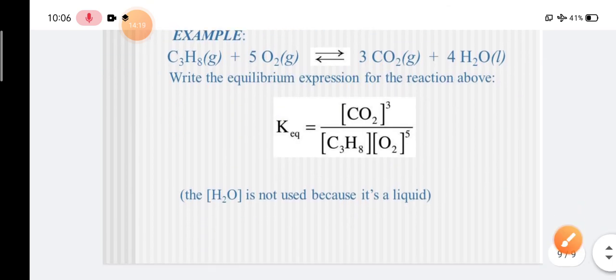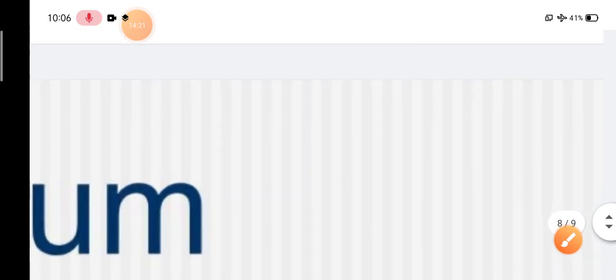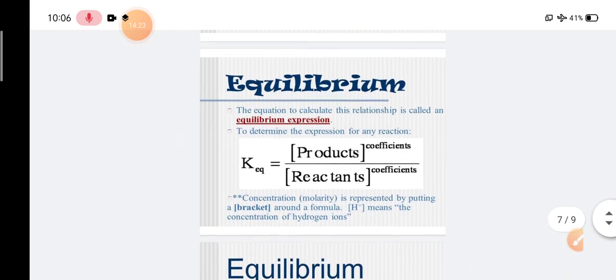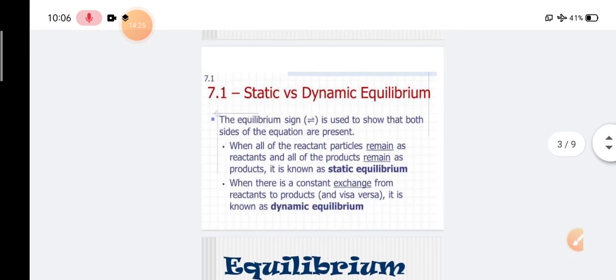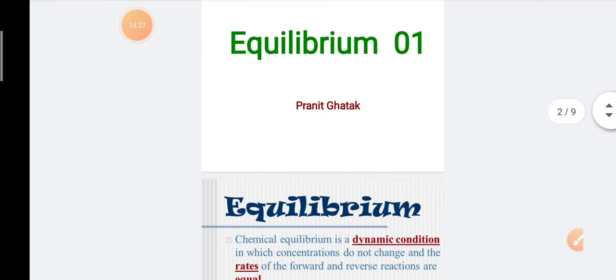So this is the topic of the day. This is lecture number 1, the introductory or basic class on equilibrium. In the next class we will continue this chapter as well.